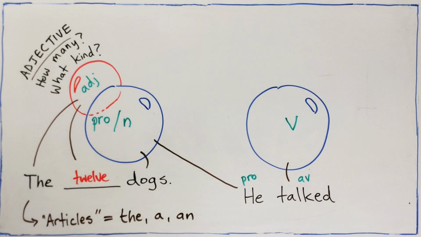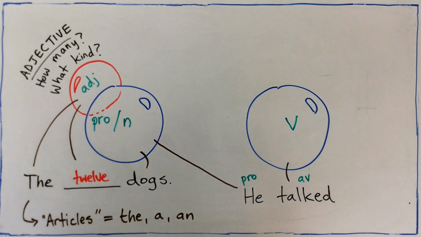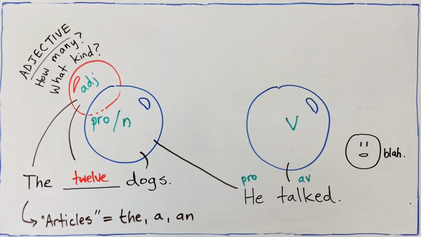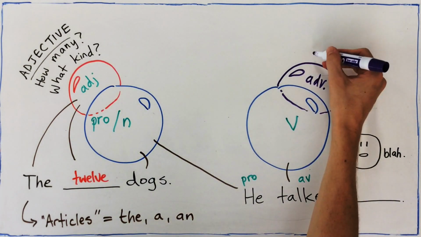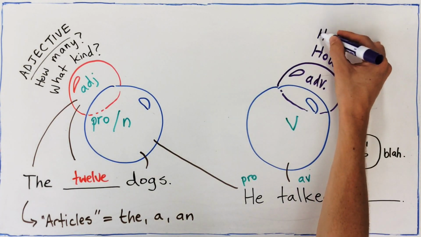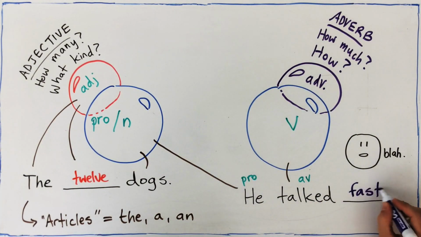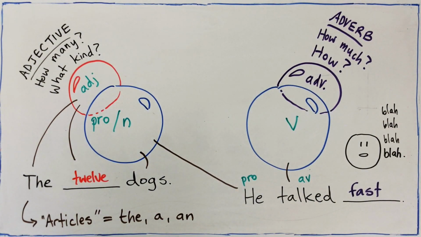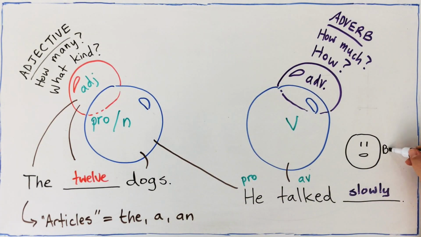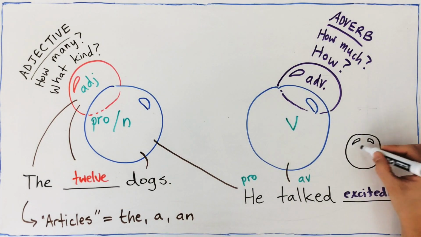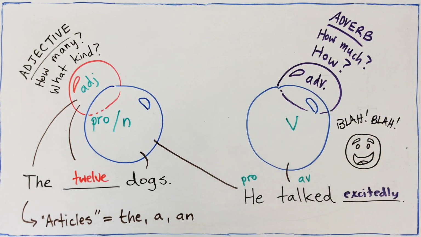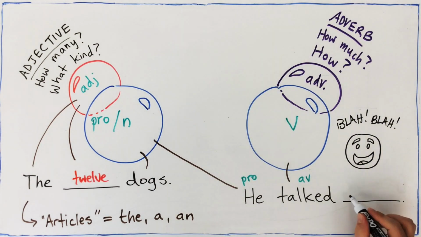So let's talk about another similar part of speech that describes not pronouns or nouns, that's the adjective's job, but describes instead verbs. Adverbs is their name, and they tell you things like how someone did something or how much they did it. So take the word talked. We can describe talked. He talked fast, or he talked slowly. A lot of adverbs end in ly. He talked excitedly. Any word that describes a verb is an adverb.